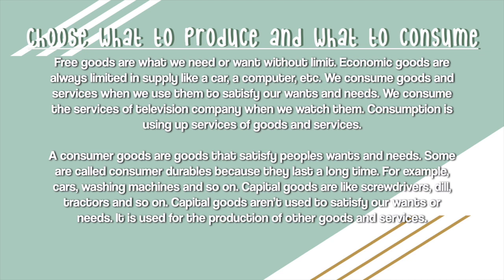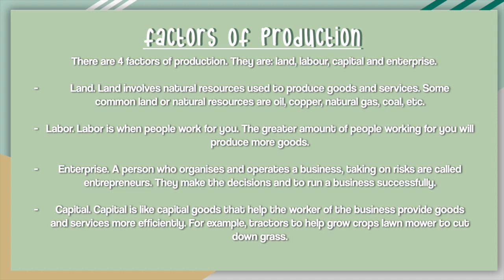Capital goods are things like screwdrivers, drills, tractors, and so on. Capital goods aren't used to satisfy wants or needs. They are used for the production of other goods and services. Now moving on to the factors of production. Factors of production refer to the different elements that are used in producing goods and services. There are 4 factors of production, which include land, labor, capital, and enterprise.